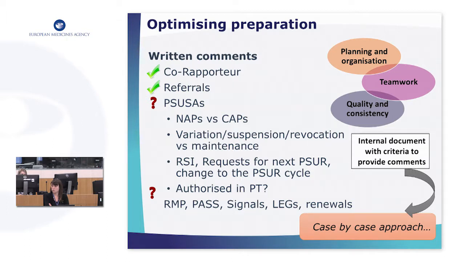For example, in the PSUSAs, we need to look at whether only a centralized product is involved, or if we have national products. Whether the recommendation is for variation, suspension, or revocation, or it's only for maintenance. And if there are any requests for information or to change the PSUR cycle. And another criterion that is very important is whether the product is authorized in our country, because then we have an additional responsibility.